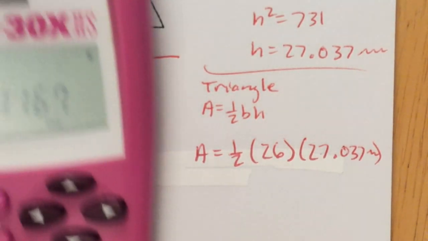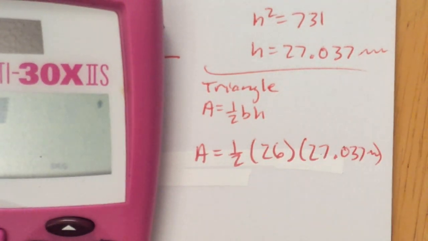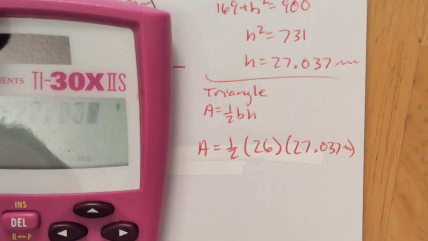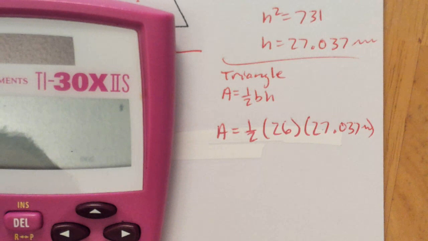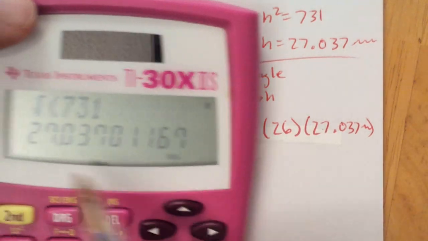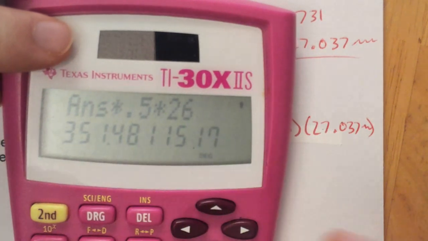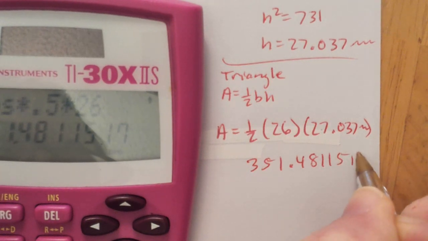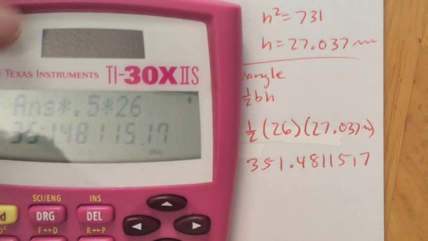Okay, so with that, put it in your calculator. So 0.5 times 26 times, now while we're doing the work, we really want to use that big long decimal. 27.037, and there were a bunch of other digits after that. So let's see, it was the square root of 731. Okay, so we have this big long decimal right here. So times 0.5 times 26, and really we got this answer, 351.4811517.